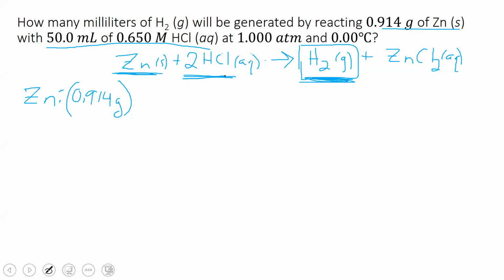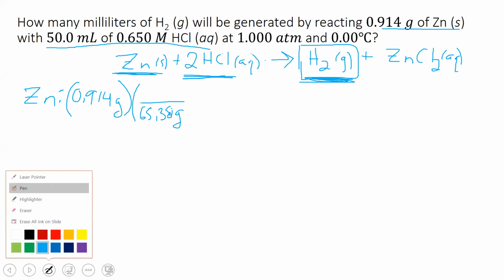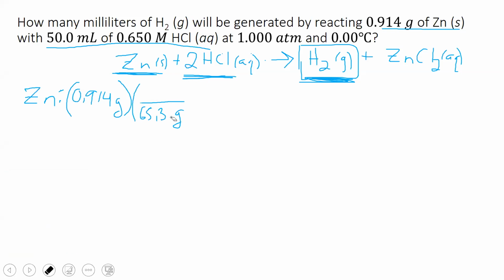Starting with zinc, we have a mass, so we need to convert that to moles by dividing by the molar mass. The molar mass of zinc is 65.38 grams of zinc per mole of zinc. All right, so the grams are going to cancel, and our calculation is now in units of moles of zinc.